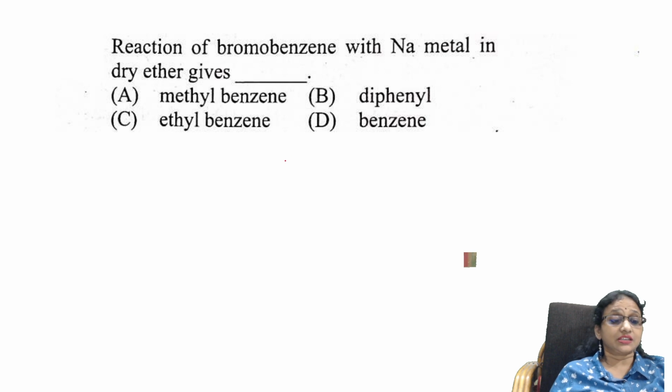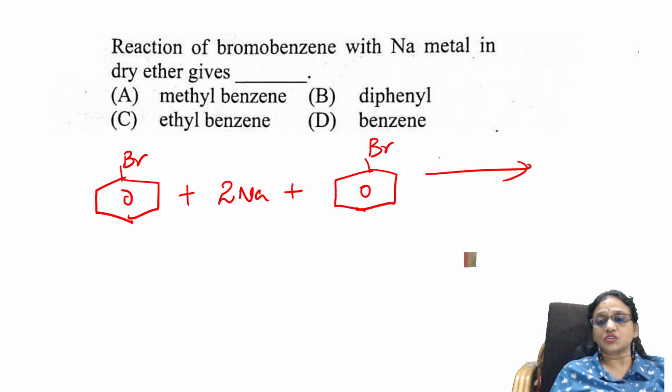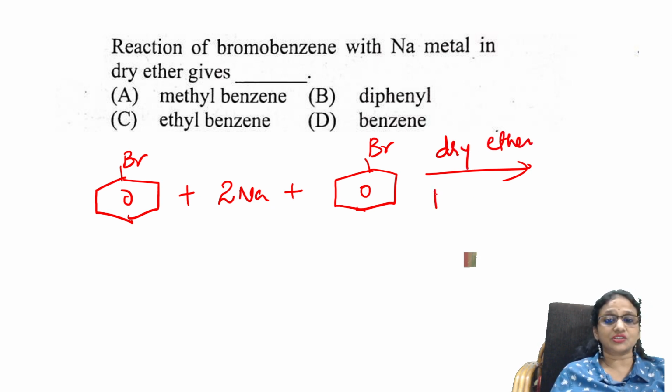Okay, right. Now let us understand. I have taken one bromobenzene, then I have taken one sodium metal. Why did I take two? Because they have mentioned it is a dry reaction, dry ether. So immediately I remember that it is nothing but the Fittig reaction. Yes, it is nothing but the Fittig reaction.